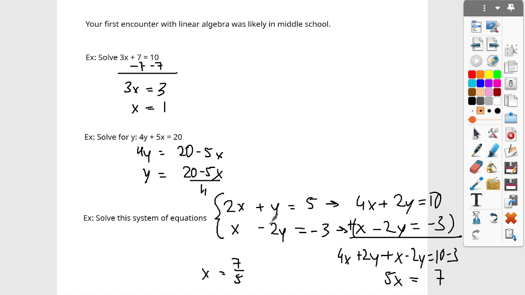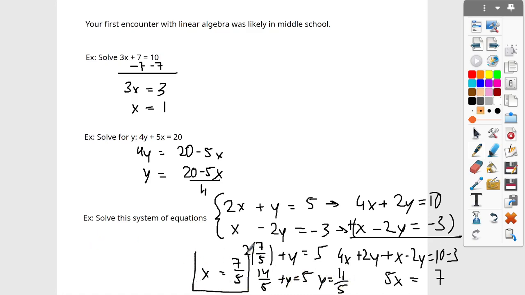Now we can put it back in. I'm going to put it back into here, actually. So 2 times 7 over 5 plus y is 5. So 14 over 5 plus y is 5. So y is 11 over 5. And there you go. That's your solved system. 7 over 5 and 11 over 5.